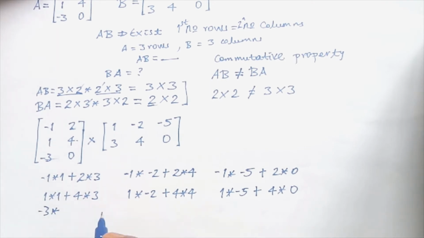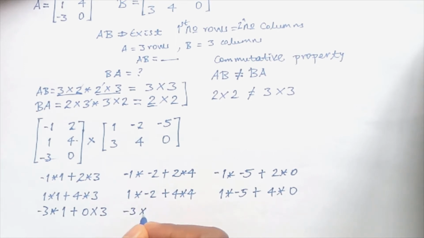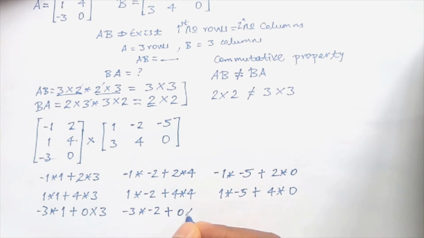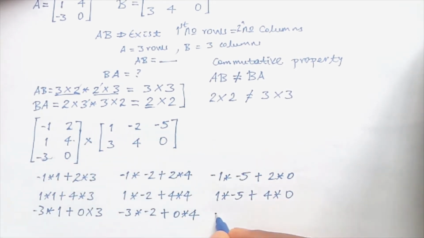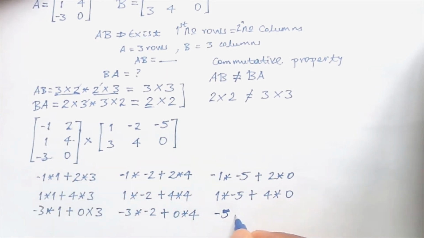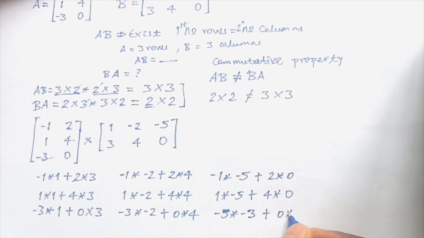Minus 3 times 1 plus 0 times 3, minus 3 times minus 2 plus 0 times 4, and minus 5 or minus 3 times minus 3 plus 0 times 0.